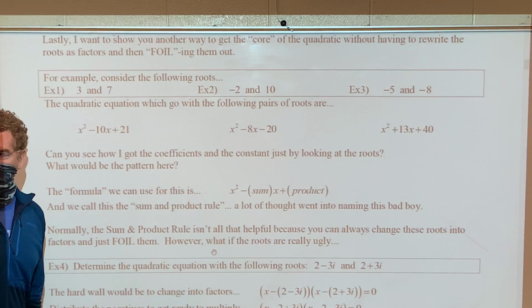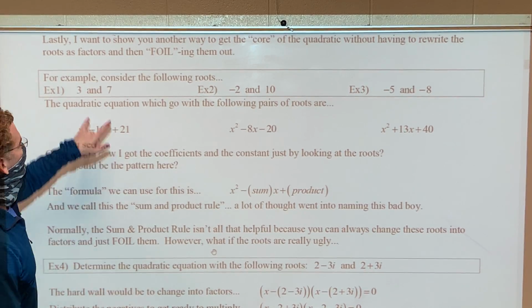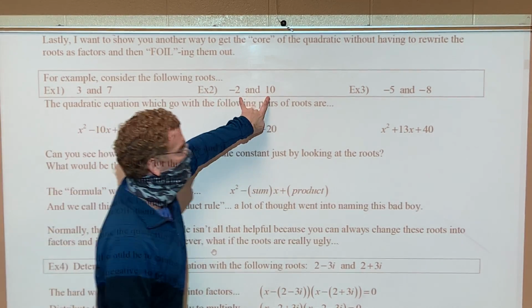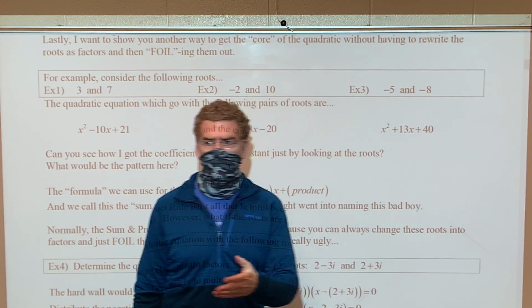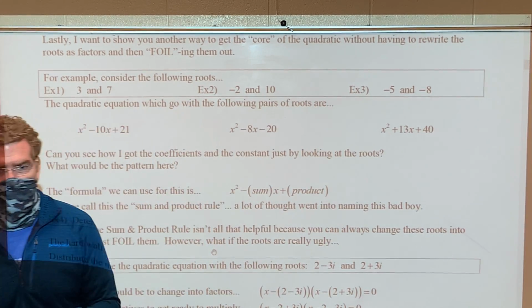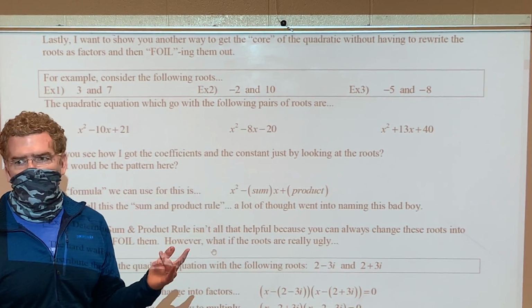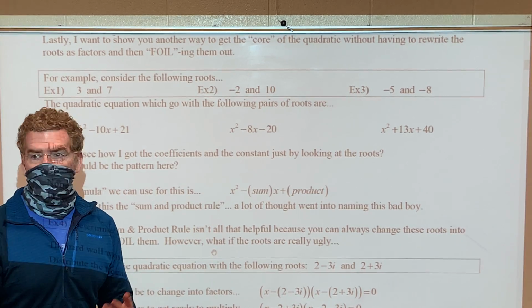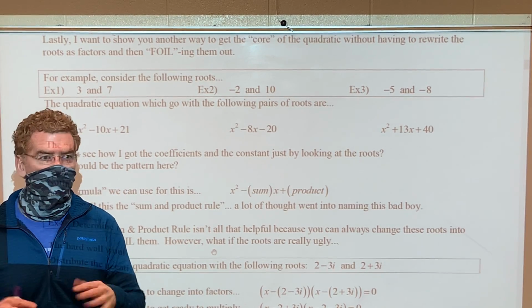And this little trick I'm going to show you is not going to save you much time when I give you simple roots like this. But it's going to save you a ton of time when I give you really ugly roots like 2 minus i root 3 or 2 plus i root 3. That's a little uglier, and I'll show you why in a second.